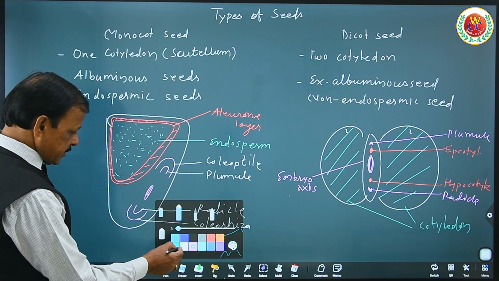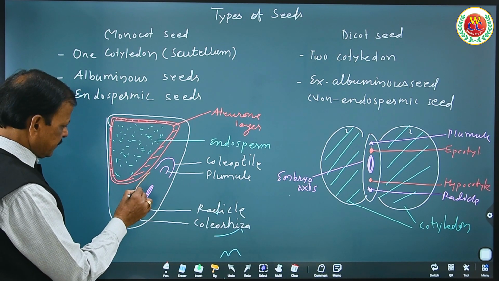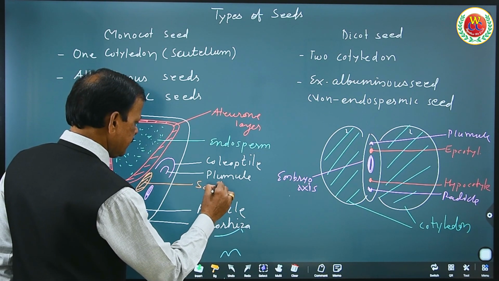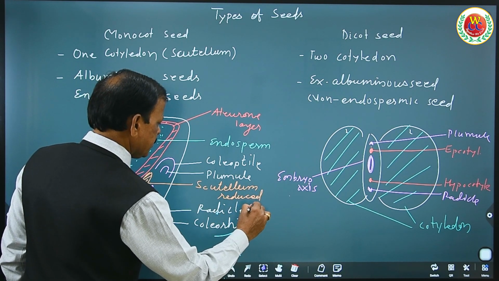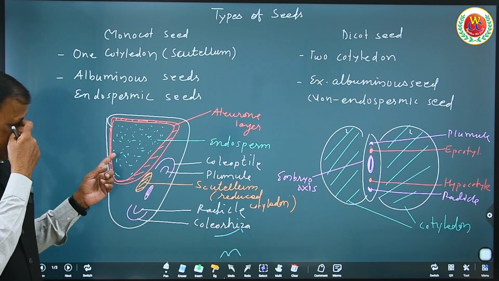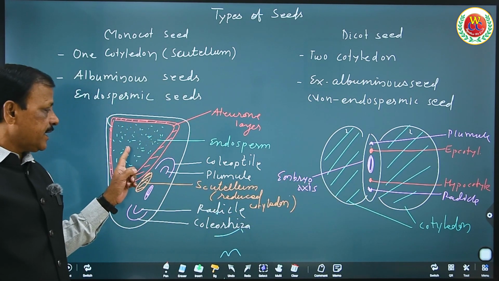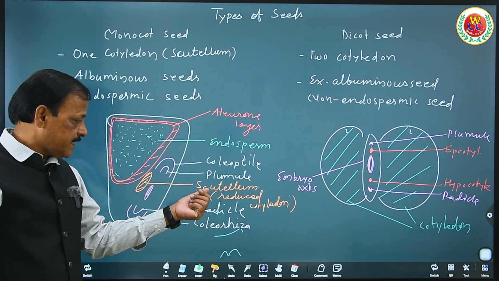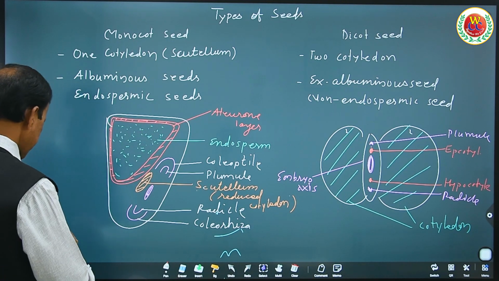Moreover, this monocot has scutellum as a reduced cotyledon, because for this seed there is no need to have food from the cotyledon as in dicot it is required. Here endosperm is not developed into cotyledon, therefore the cotyledon remains underdeveloped or reduced, and since it is the only one cotyledon, this is known as monocot seed. Now examples.